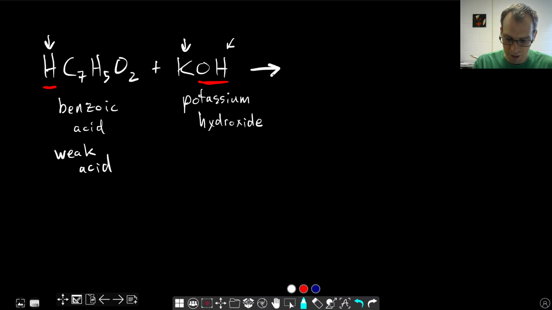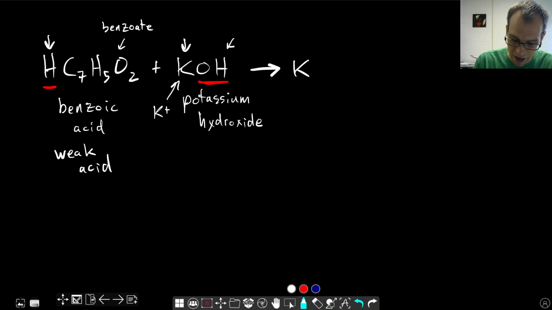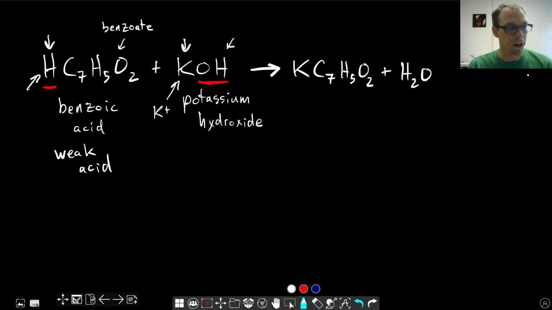Well, the proton will get donated and accepted, so the K plus ion here will combine with the benzoate ion. You don't need to worry about knowing that name, but you should recognize that there's an ion that's going to form from this. So this will react, and then our H plus and our OH minus will react, and we'll get water.